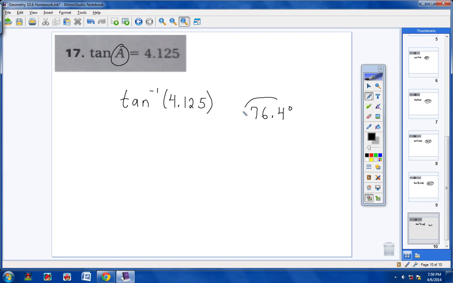And that's it for today's homework. I just wanted you to practice those problems so that you're ready when we start solving triangles. You're able to solve for angles in trig equations like this.